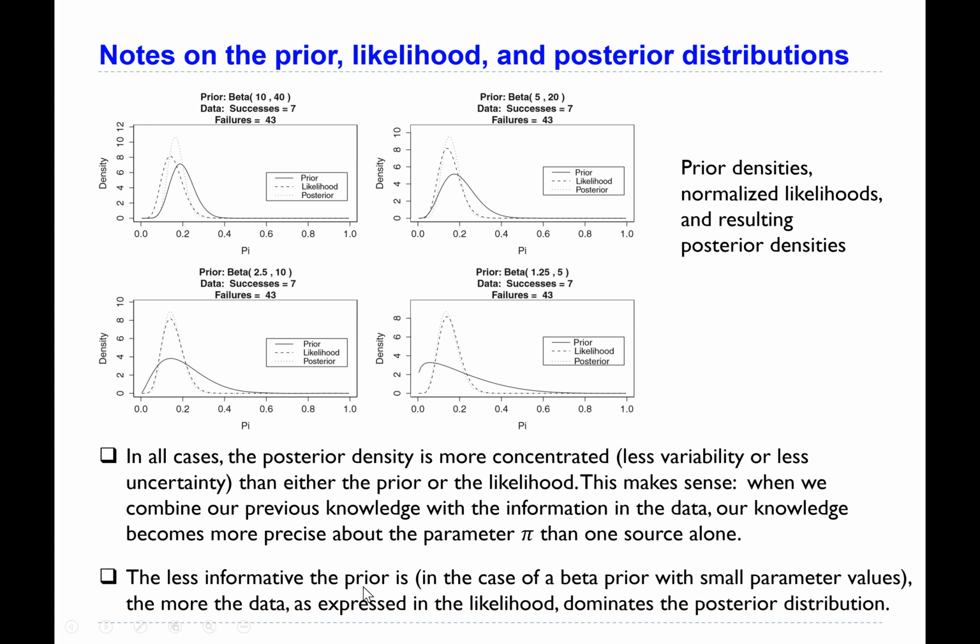The less informative the prior, the more the data dominates the posterior. When the prior has less information, the likelihood will dominate the posterior because the information from the likelihood will be higher than the information in the prior, which is logical, expected.